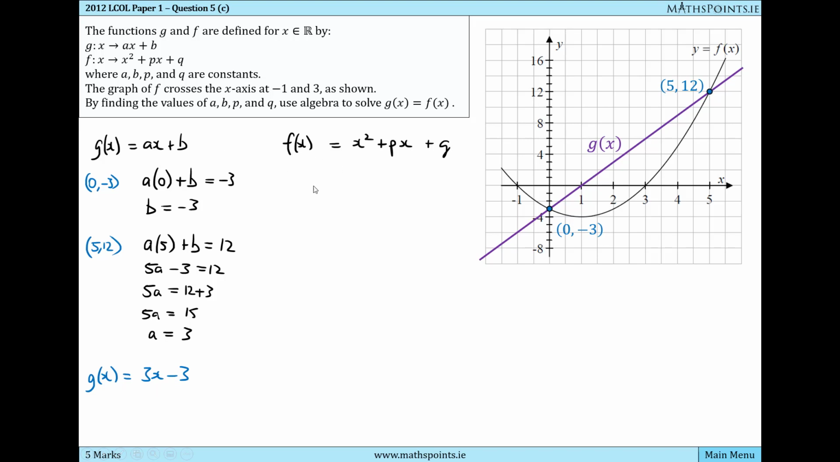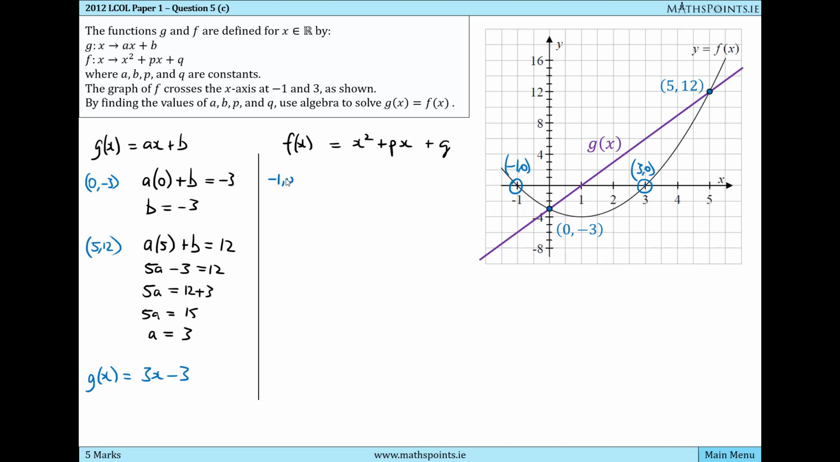So coming over to the quadratic function and carrying out the same work, we're told that the f function crosses the axis at minus 1, 0 and 3, 0. And we can use these points to calculate the value of p and q.